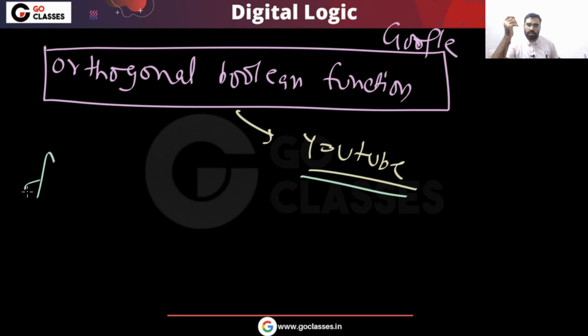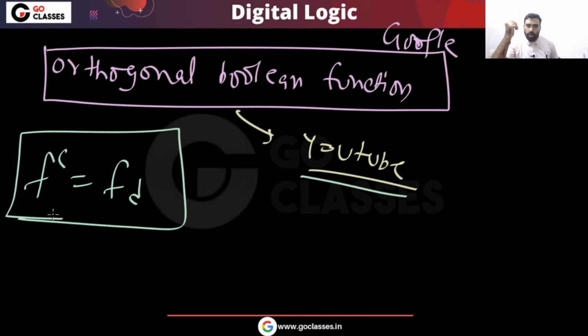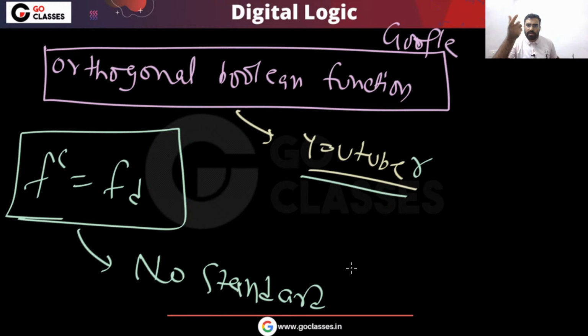So basically this is a function whose complement is the same as its dual. There is a YouTuber who is calling this type of function an orthogonal Boolean function. That is fine. The name does not matter because there is no standard name for it. Remember, there is no standard name. We are calling it a go function, and some YouTuber is calling it an orthogonal function.